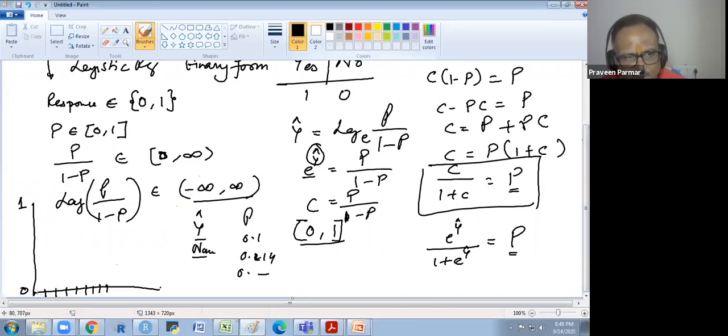It is N1, N2, N3. These are the observations I have. So this observation gives me this much probability, and this observation gives me this probability, and this observation gives me this probability. Does that make sense to you?